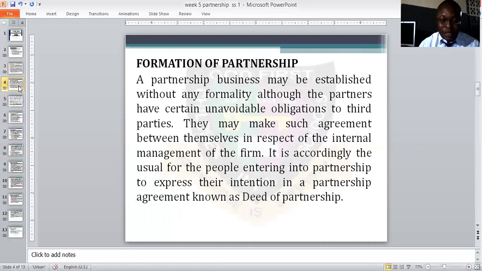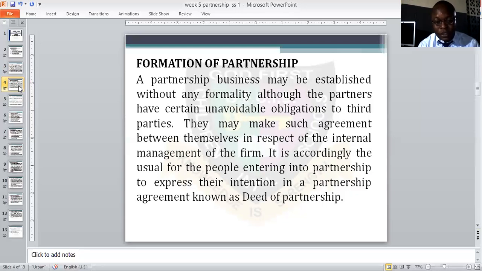Let us look at the formation, or the agreement, or deed of partnership. The partnership business may be established without any formalities. So it's possible, but it's a risk for the partners not to have an agreement, although the partners have certain unavoidable obligations to third parties. They may make such agreements between themselves in respect of the internal management of the business.